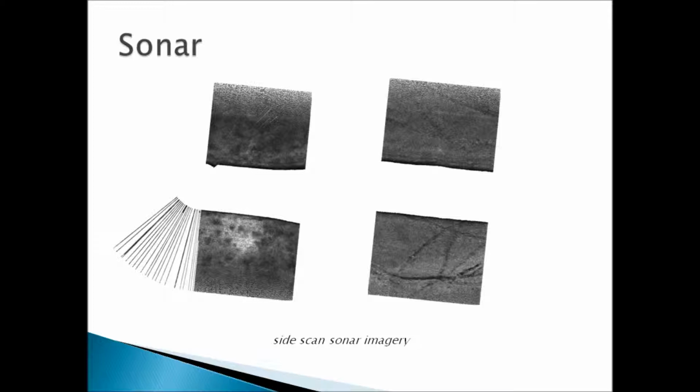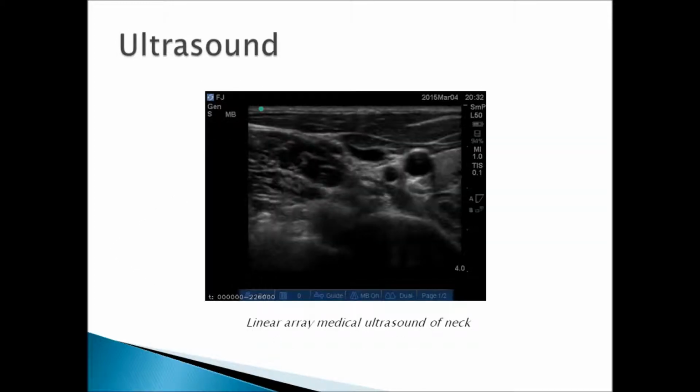So, sonograms. We're looking at side scan sonar in this picture here from an autonomous vehicle, and we're also looking at medical sonograms. So this is an ultrasound of the neck with a linear array probe, and we're looking for anomalies in here so that they can be flagged.